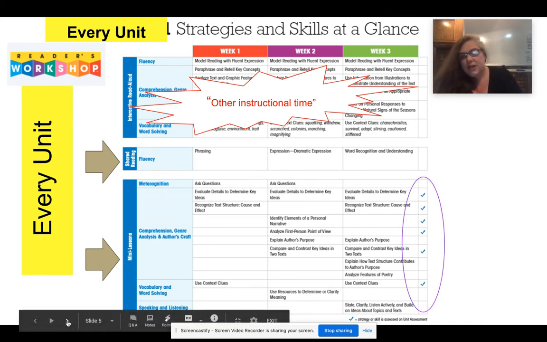Another thing to consider is that every unit has some skills that are marked with a check, and those are the skills that will be assessed at the end of the unit. So again, if we are going to decide what to keep and what to let go for the unit, we definitely want to keep these skills that are assessed.